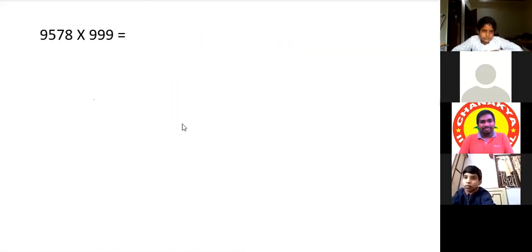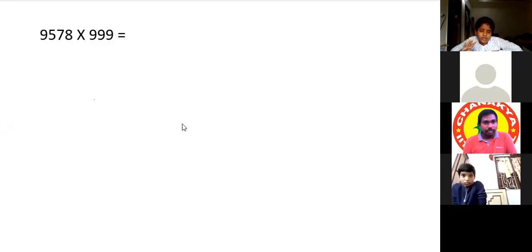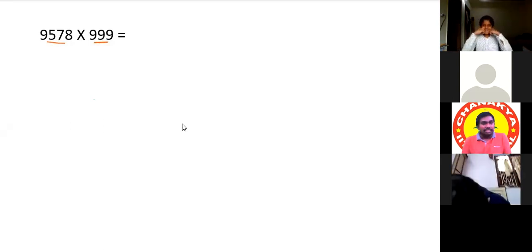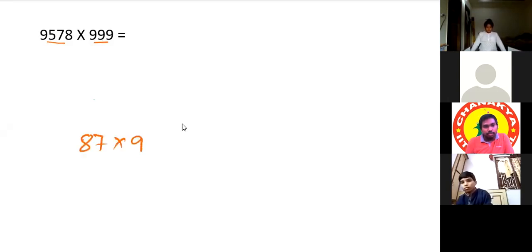Third type. What is the third type? If the number of digits is greater than the number of 9s. Here, as it is a new model, just listen to me first. After understanding, you can do a number of questions. Instead of explaining this method for a much bigger number, let us take one small number, like 87 into 9.